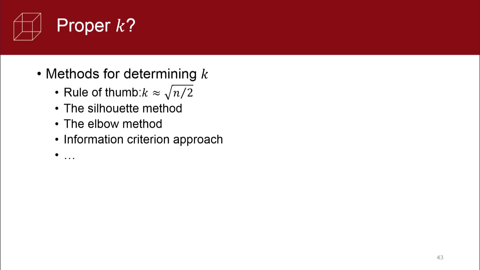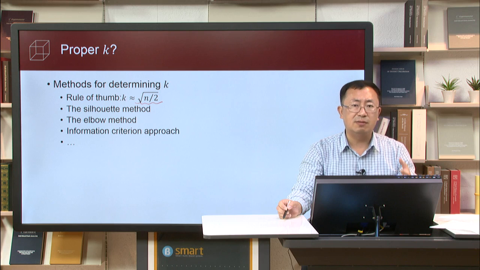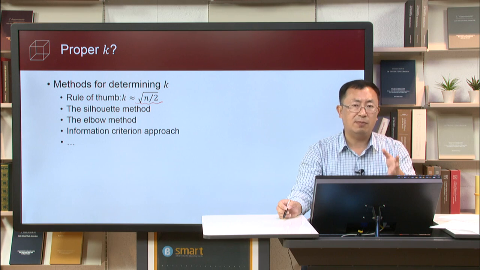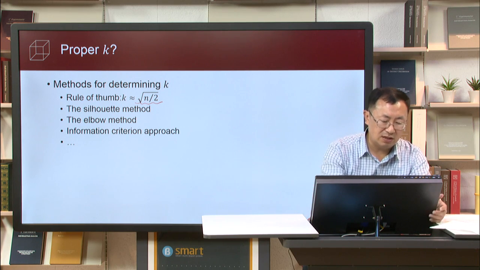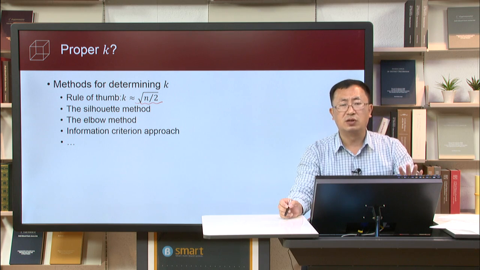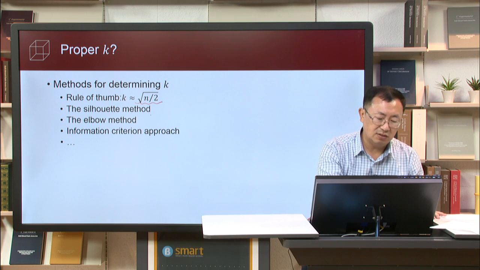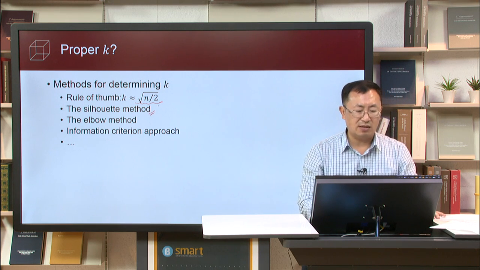So as a rule of thumb, k is normally calculated in this way: you take the square root of half of the number of data points. This is a rule of thumb, but there are other methods to determine the proper value of k, such as the elbow method, the silhouette method, and the information criterion approach. So there are many approaches, right? In this case, I'd like to introduce the silhouette method.